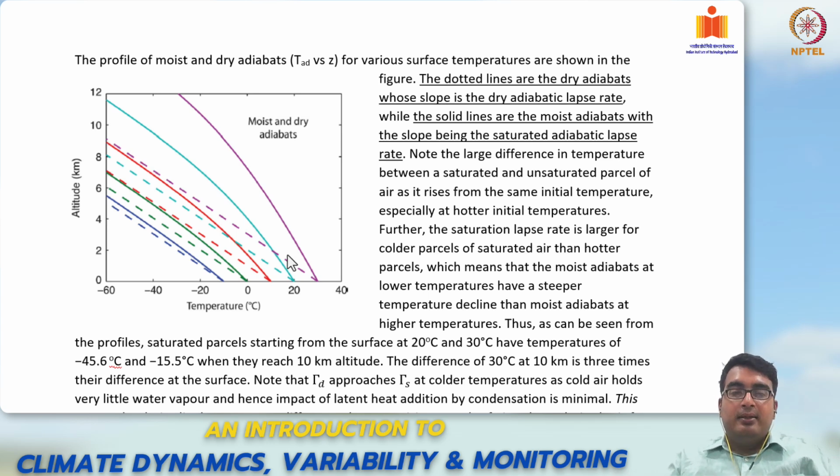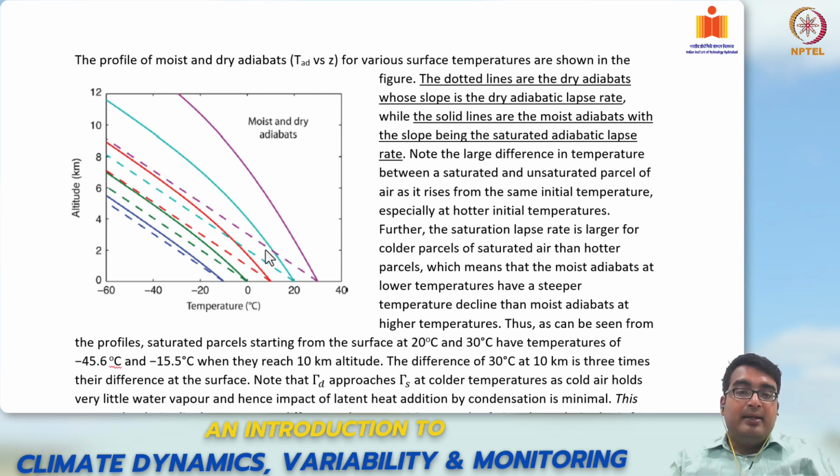Secondly, we are comparing the rate of change of temperature of these parcels of air as they rise adiabatically with altitude between two cases. In one case, the parcel of air is dry, so there is no water vapor in it. In another case, the parcel of air is saturated with water vapor. What we saw is the moist adiabatic lapse rate is smaller than the dry adiabatic lapse rate. So, a dry parcel of air will cool much faster than a moist parcel of air.